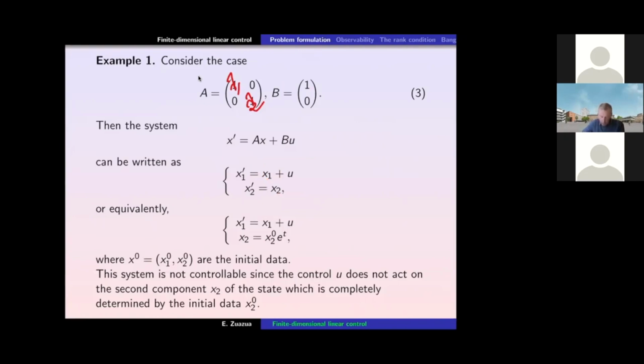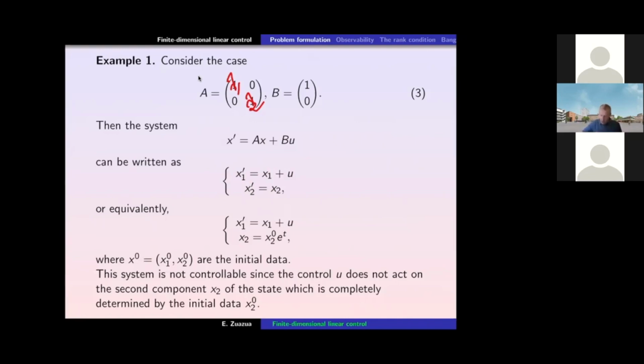When you write the system, what you see is that the control U is having an impact on the component X1, right? But there is no action at all on X2. Of course, because U is acting on X1, you can control the X1 component of the system, but the X2 component of the system, there is nothing you can do.